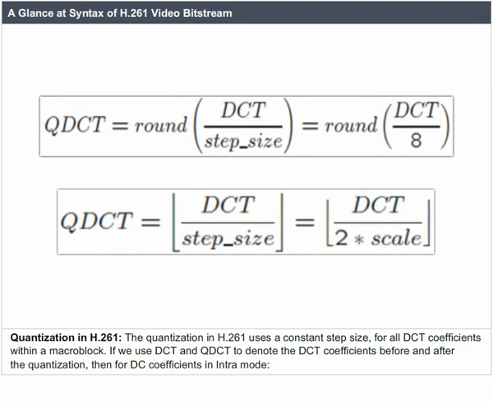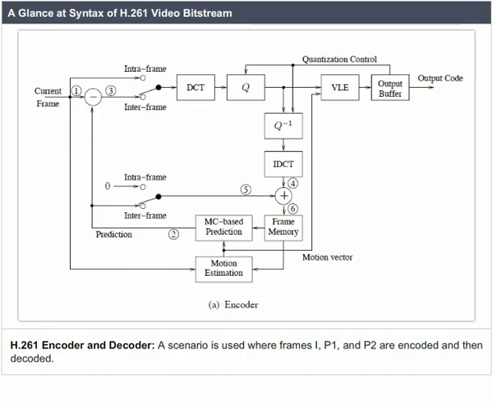Quantization in H.261. The quantization in H.261 uses a constant step size for all DCT coefficients within a macro block. If we use DCT and QDCT to denote the DCT coefficients before and after the quantization, then for DC coefficients in intra mode, the representation will be as seen on the screen.